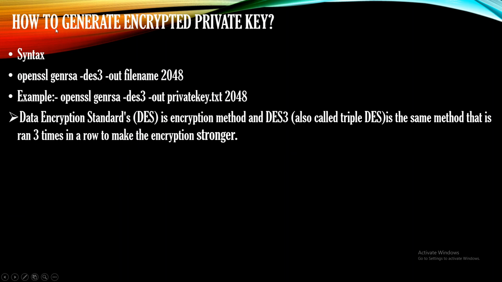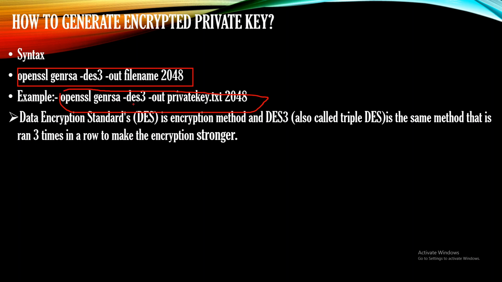How to generate an encrypted private key? To generate an encrypted private key, we use a syntax like this: openssl genrsa -des3 -out privatekey.txt 2048.